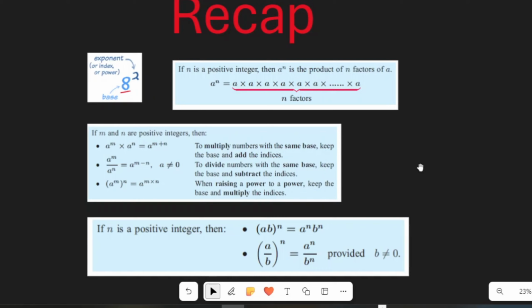If n is a positive integer, then a times b power of n is equal to a to the power of n multiplied by b to the power of n. And a over b to the power of n is equal to a to the power of n over b to the power of n. Make sure to remember that when adding a plus b to the power of n or subtracting a minus b to the power of n, you take a different method because we'll get two different answers.